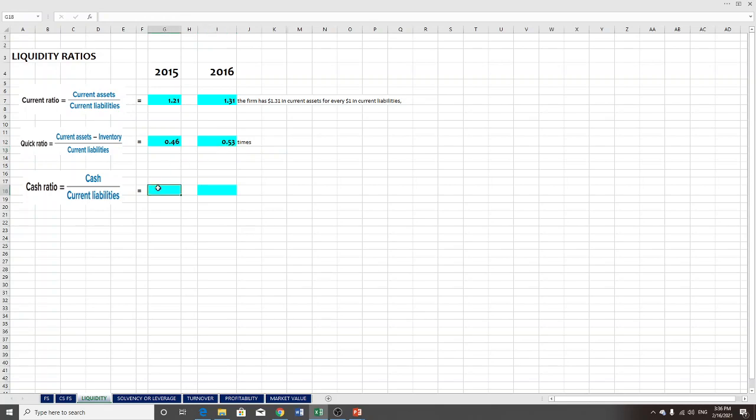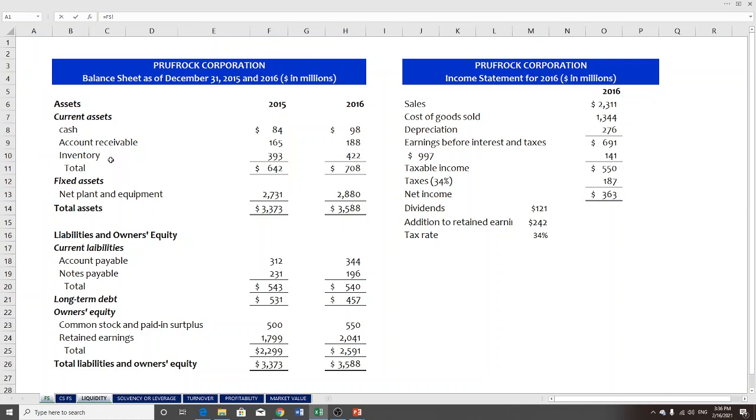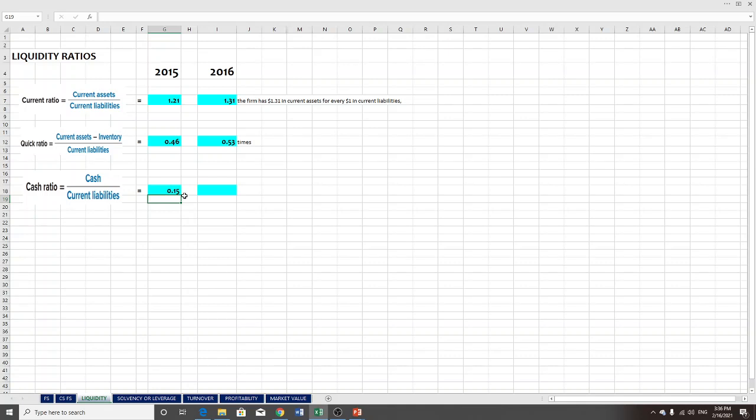So for cash ratio, this is equals to cash. This is our cash. Divide by current liabilities. This is total of current liability. Enter. That is the value. If you copy it, you can copy it and bring it here. Enter. So that is 0.18 times. So this is how liquidity ratio are computed.